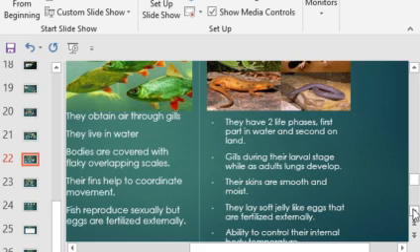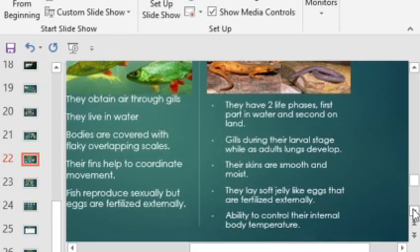They lay soft jelly-like eggs that are fertilized externally. So like the fish, their eggs are fertilized externally. The only difference with the fish is that the fish actually reproduce sexually. Alright, so they have the ability to control their internal body temperature. Very important as well. Alright, so we're going to move on to the next slide now.